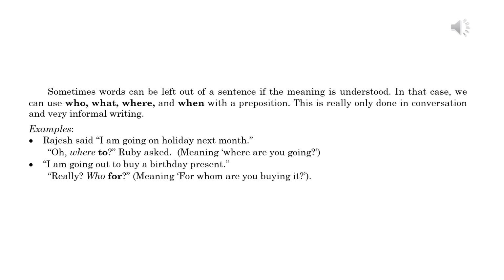Sometimes words can be left out of a sentence if the meaning is understood. In that case, we can use who, what, where, and when with a preposition. This is really only done in conversation and very informal writing. Examples. Rajesh said, I am going on holiday next month. Oh, where to? Ruby asked, meaning, where are you going? I am going out to buy a birthday present. Really? Who for? Meaning, for whom are you buying it?